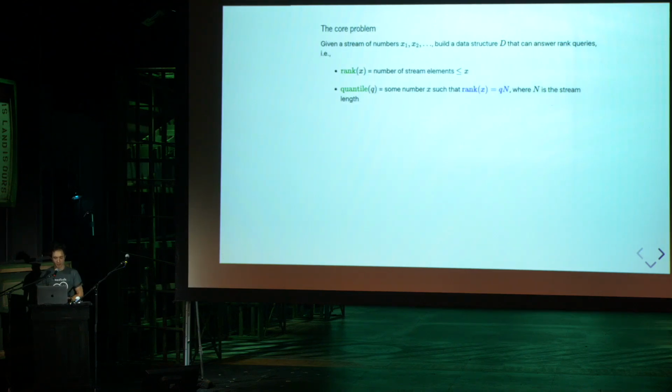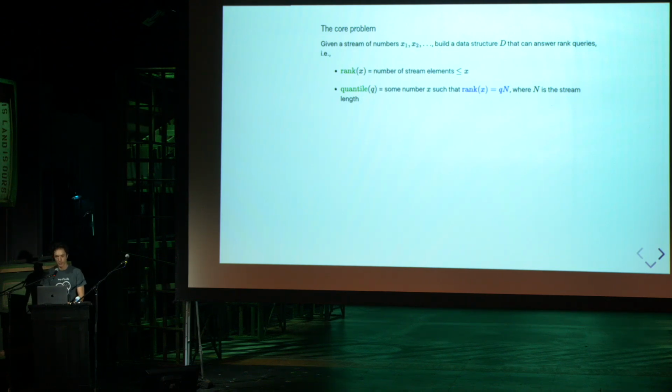Okay, moving right along. I'd like to formulate the core mathematical or statistical problem that I'll be focusing on. Given a stream of numbers, x1, x2, and so on, build a data structure that can answer rank queries, where the rank of some number is simply the number of stream elements that are less than or equal to that number.